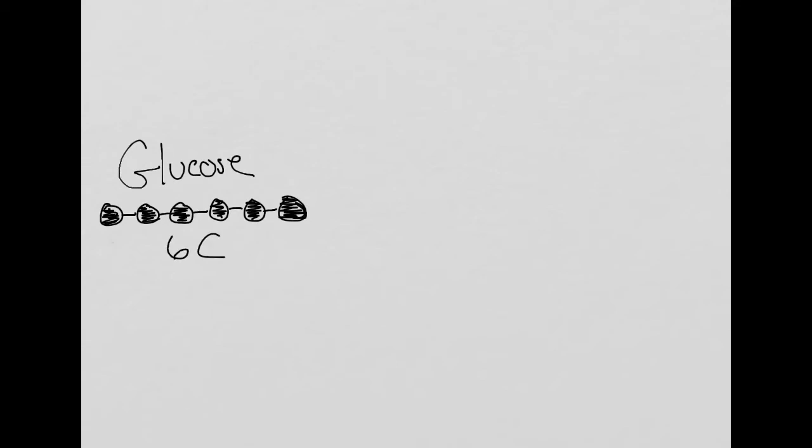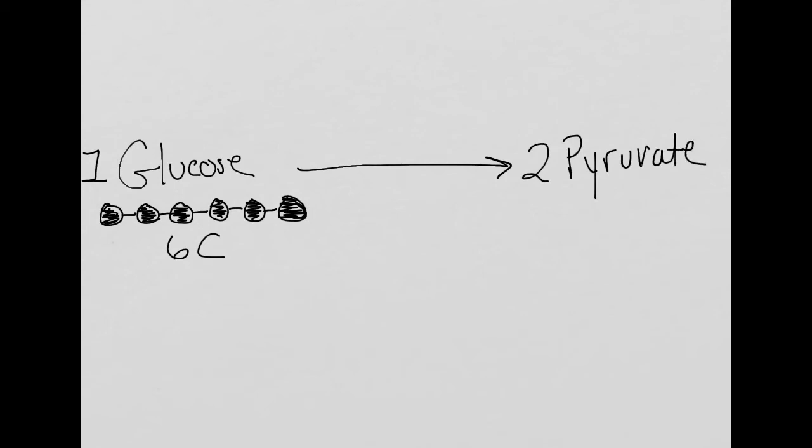So you'll take one molecule of glucose and you will turn it into 2 molecules of pyruvate, each of which have 3 carbons. So notice that the total on the left side of our carbons is 6 carbons, and the total on our right side is 6 carbons. So we actually haven't lost any carbons. We've merely broken glucose from a 6-carbon molecule into 2 3-carbon molecules.